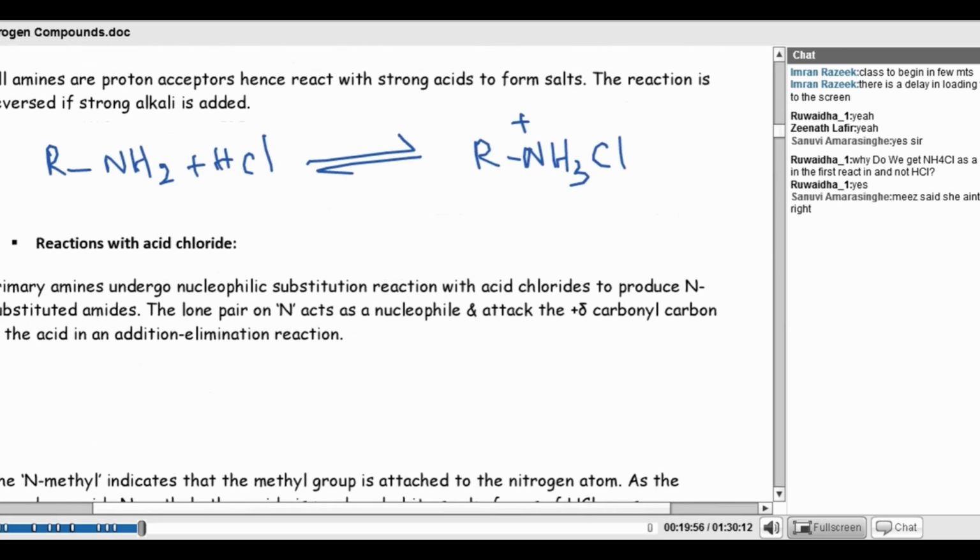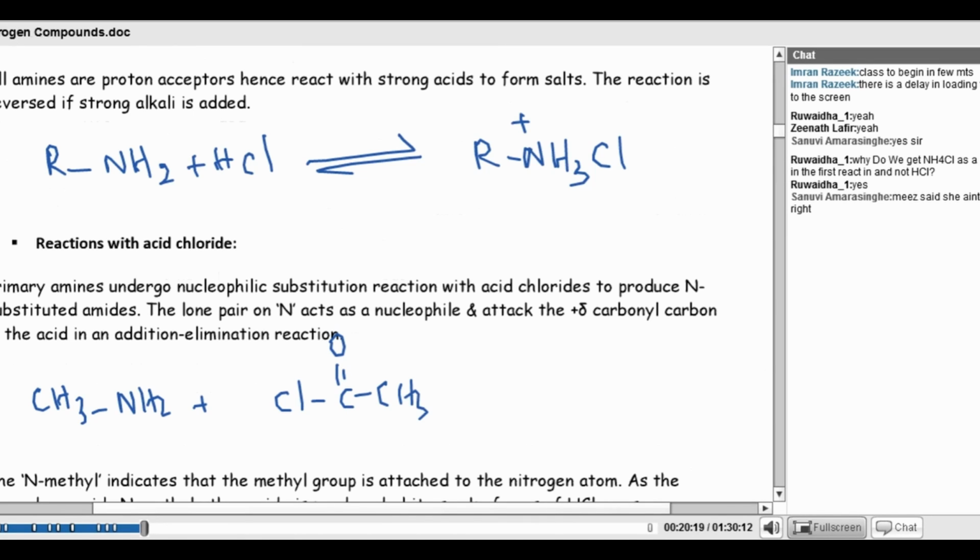So, reactions with acid chloride. Now these primary amines react with acid chloride, and they produce N-substituted amides. So if I take, for example, ethylamine reacting with acid chloride, you can notice here this is the NH2 group, and this is the acid chloride group. We have done this for unit 4 as well.